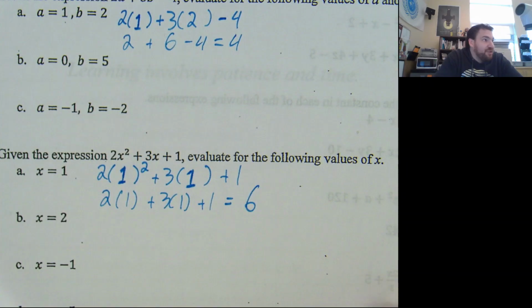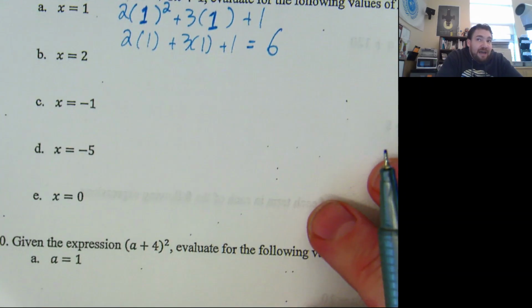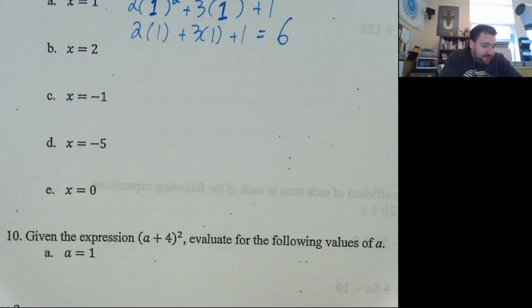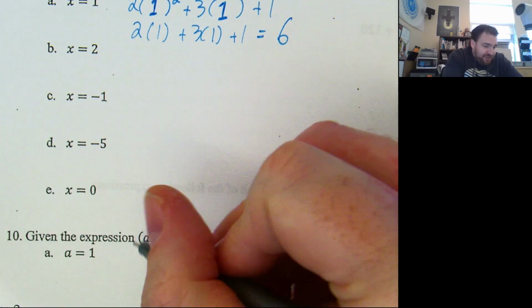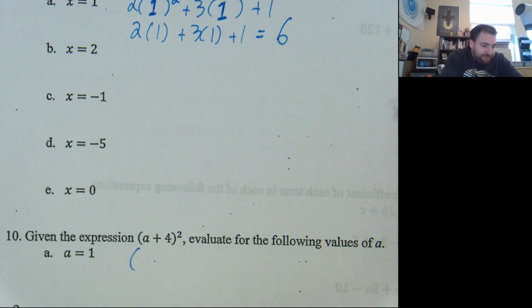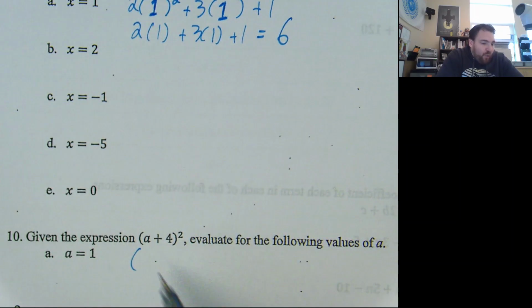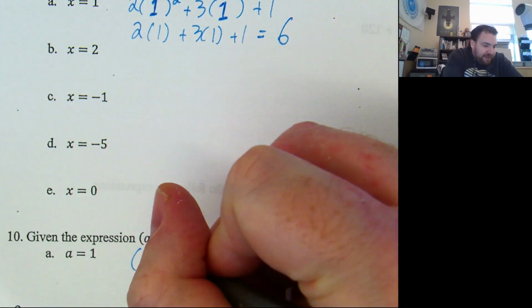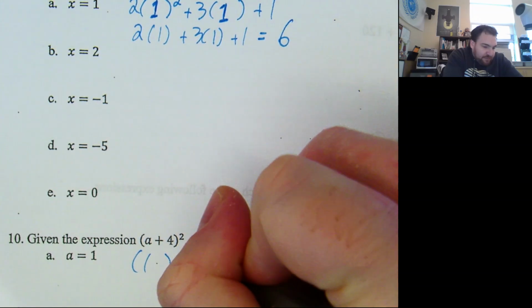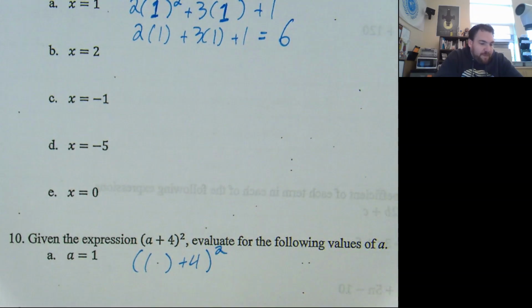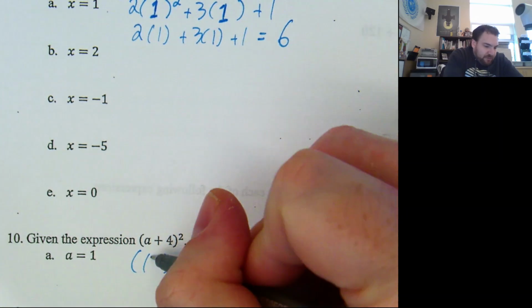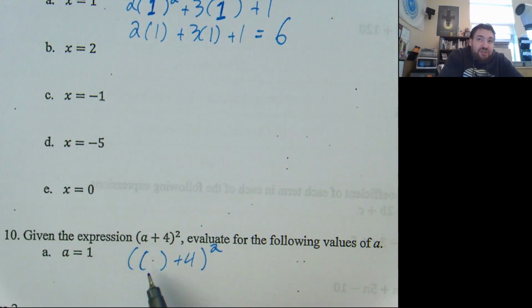Let's do one more to make sure we're cool with what's happening here. I want you to look at 10a. We've got now a variable buried inside a set of brackets. The procedure is still the same here. Take that variable, Jackson, you should be writing this down, and replace it with a set of brackets. And now we're going to take the value for that variable and shove it in there.